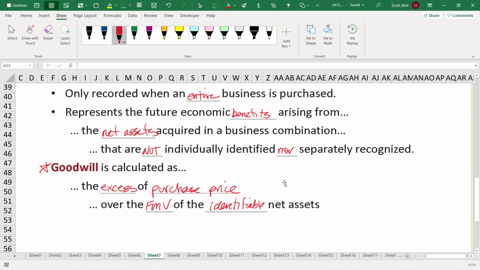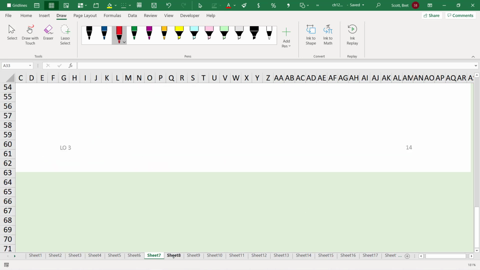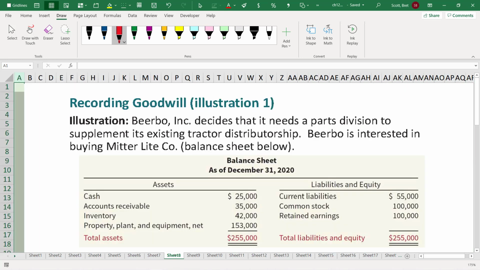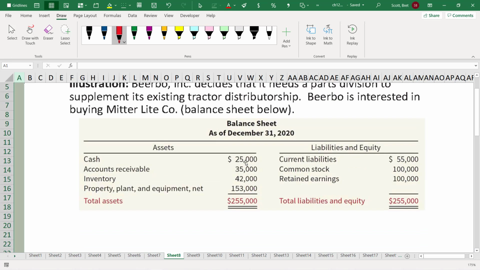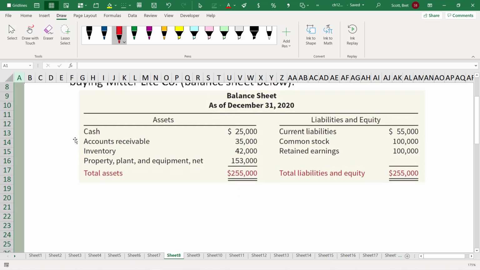All right, so let's look at an example here. Go to the next tab. Recording goodwill, illustration number 1. So Beerbo decides that it needs a parts division to supplement its existing tractor distributorship. Beerbo is interested in buying Mineral Light, and Mineral Light's balance sheet is below. So this is the target.